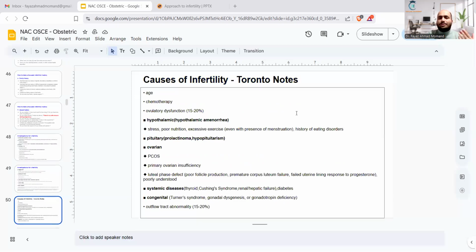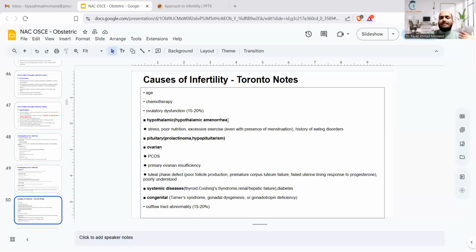Now, if we go to causes, in women, once women start going above a certain age, the number of follicles that they have in their ovaries drops, and then it becomes hard for them to conceive. Sometimes chemotherapy, especially chemotherapy of the pelvic area, can cause issues with fertility. Dysfunction of ovulation is a common cause of infertility in women.